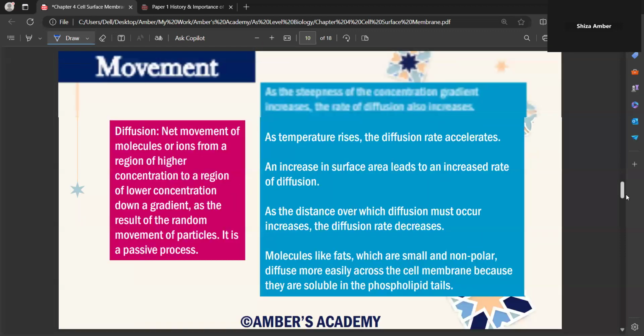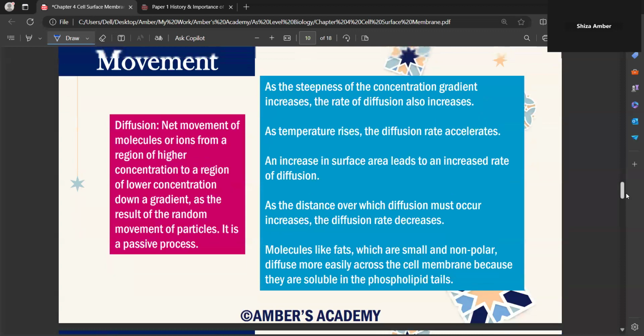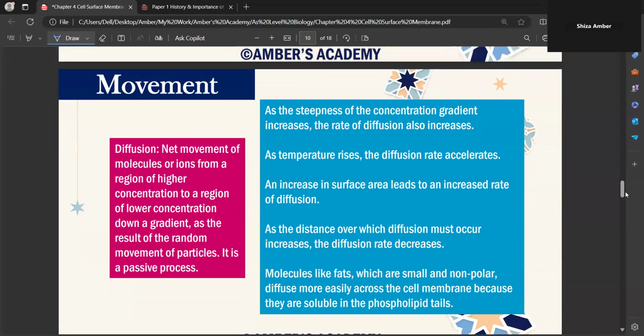Okay, so now let's come towards the movement. There are 5 types of movements that we are going to discuss, that is, how ions and molecules move. The first one is diffusion. We have already studied this in our O level: diffusion is the movement of ions and molecules from a region of higher concentration to a region of lower concentration, down a gradient, and this is usually a passive process which does not require energy.